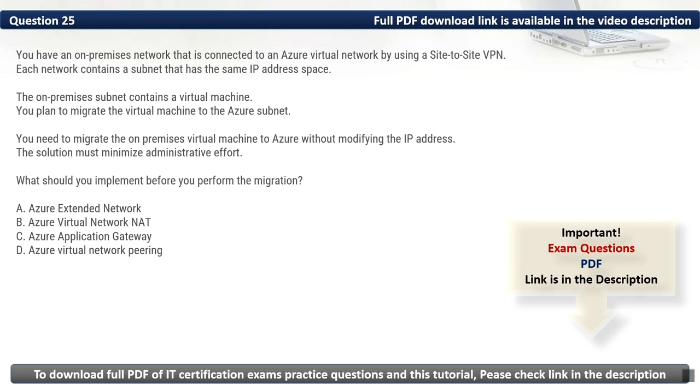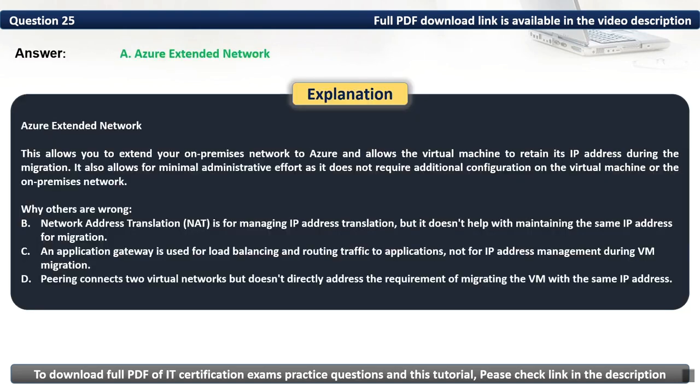Peering connects virtual networks but does not directly address the requirement of migrating the VM with the same IP address. As such, we could implement Azure Extended Network before performing the migration. Thus, the correct option is A. This allows you to extend your on-premises network to Azure and allows the virtual machine to retain its IP address during the migration. It also allows for minimal administrative effort as it does not require additional configuration on the virtual machine or the on-premises network.